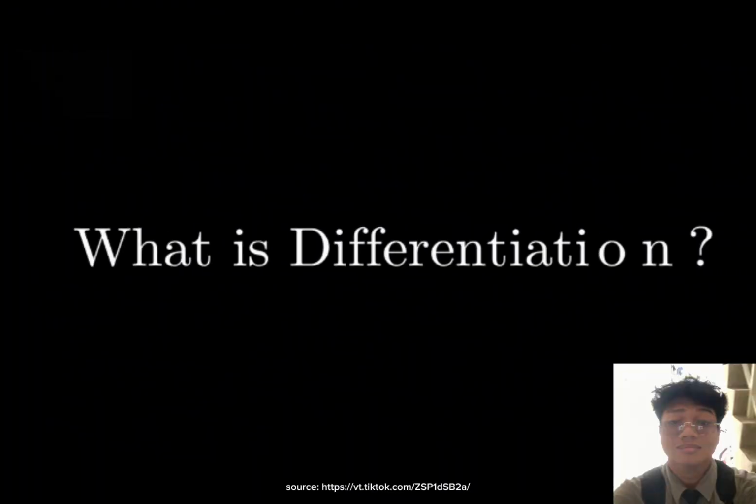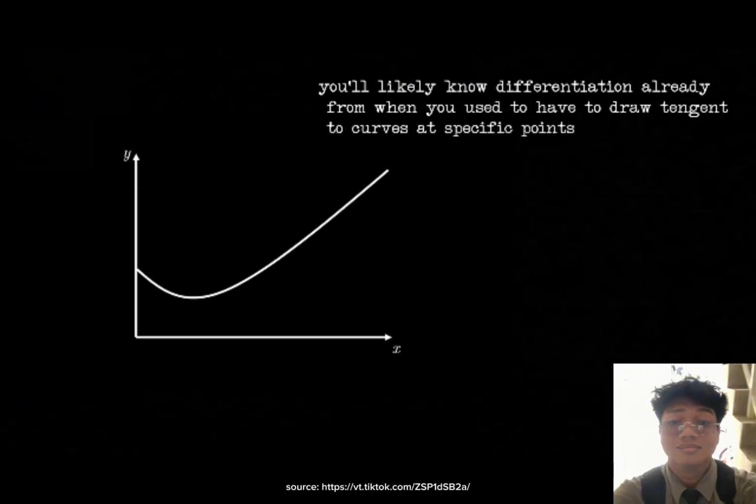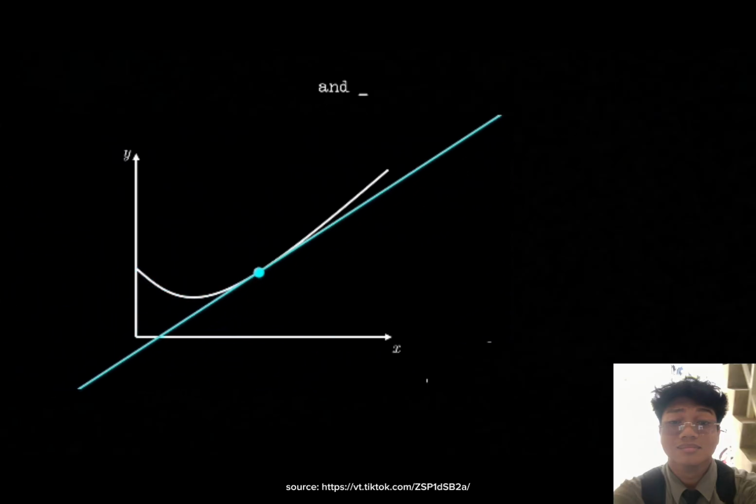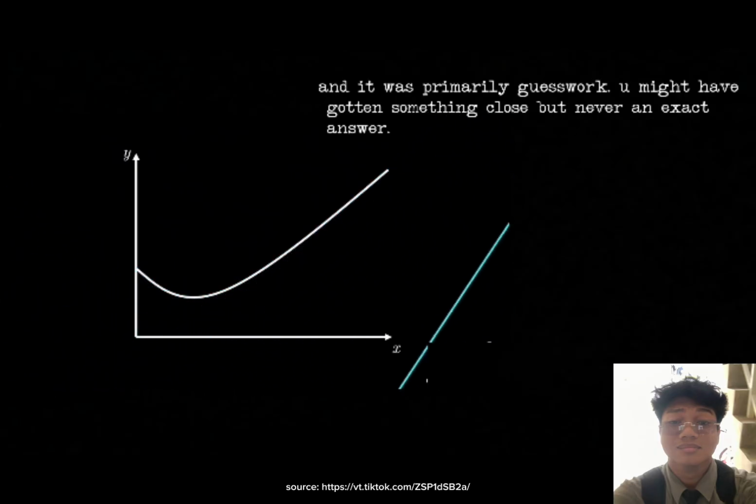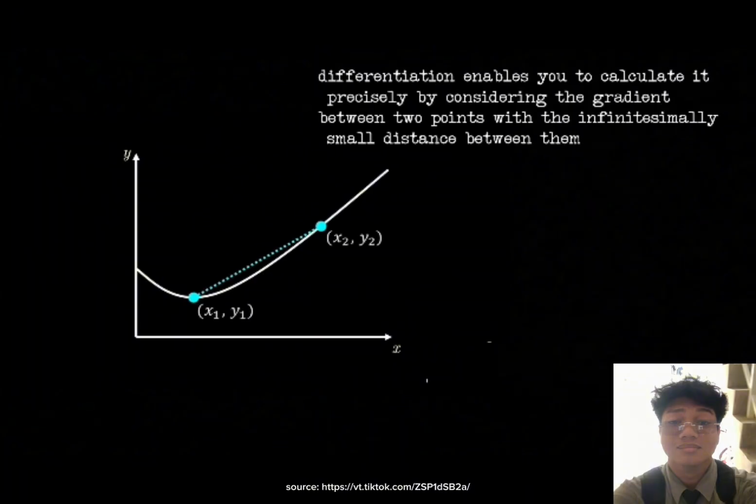What is differentiation? Unlike linear, differentiation already from when you used to have to draw a tangent to a curve at a specific point. It was primarily guesswork. You might have gotten something close but never an exact answer. Differentiation enables you to calculate it precisely by considering the gradient between 2 points with infinitesimally small distance between them.